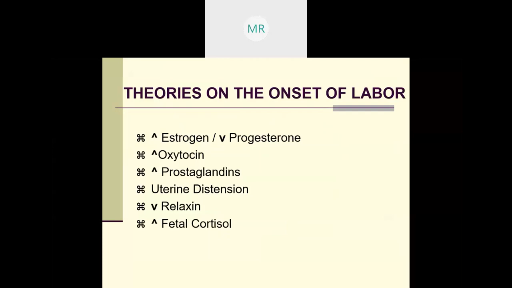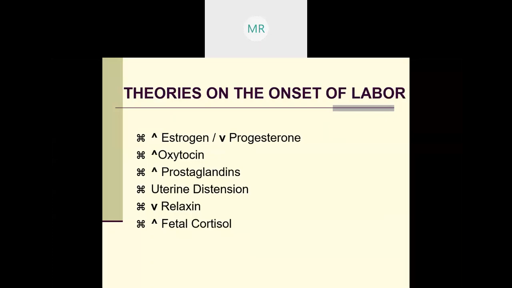Increase in estrogen, decrease in progesterone. There's an increase in oxytocin, which causes contractions and also causes cervical ripening, which is the effacement, the thinning and the shortening of the cervix. Then we have an increase in prostaglandins, which is a smooth muscle contractility and a very potent vasodilator.